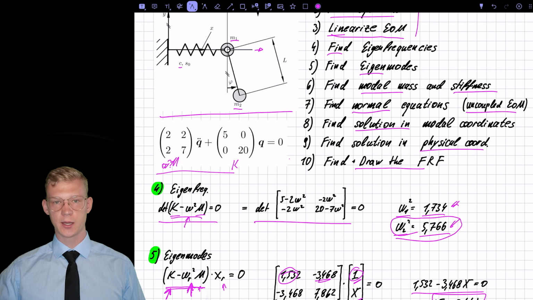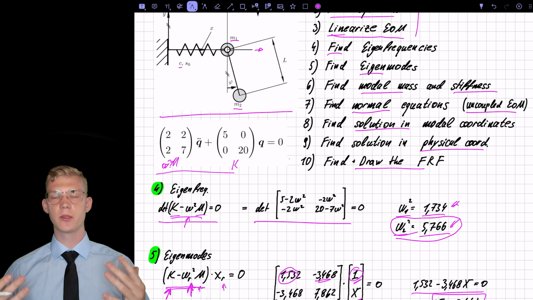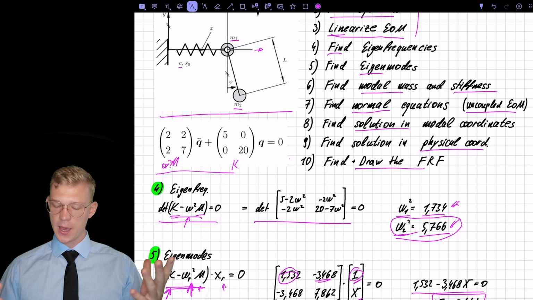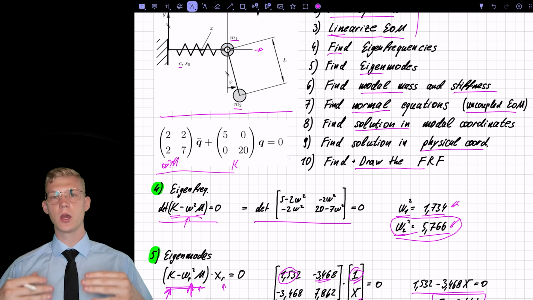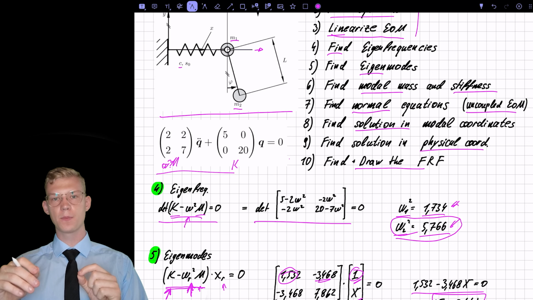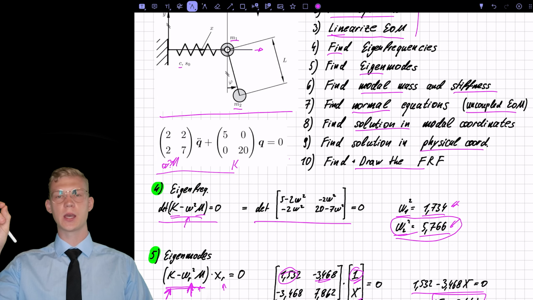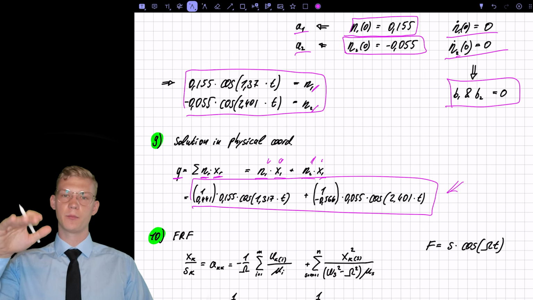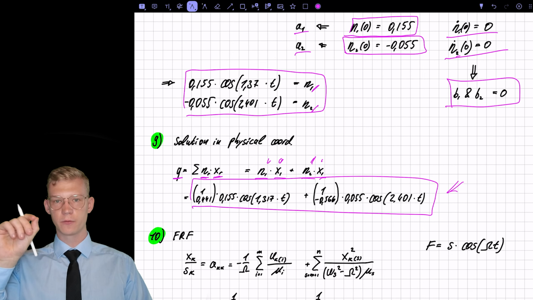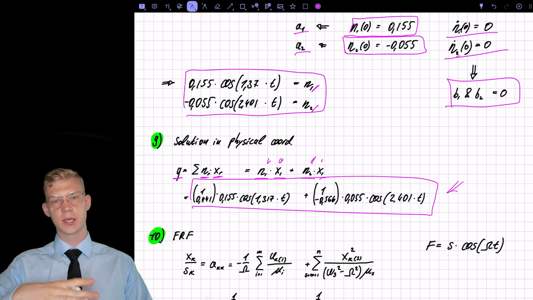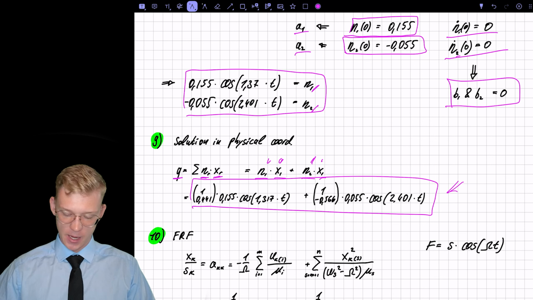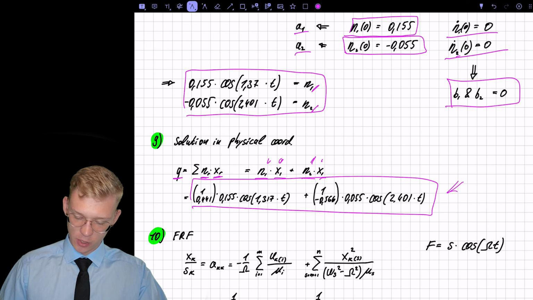But we're not done yet, because we are interested in the frequency response function. And the frequency response function will help us to understand what happens to each degree of freedom if we excite 1 degree of freedom of that system. So for example, if I apply a periodic force on the first degree of freedom, how will the second degree of freedom react? And here we have a very, very simple structure.